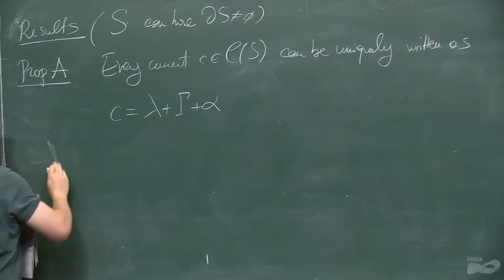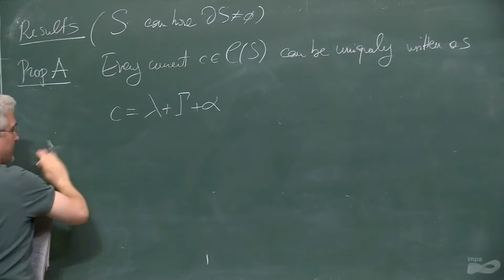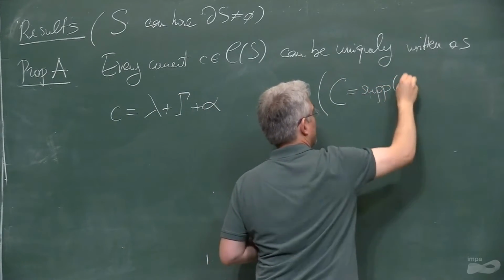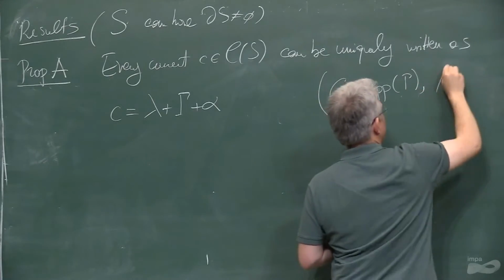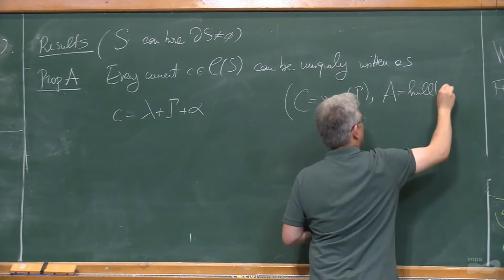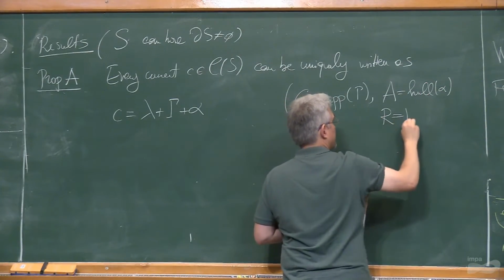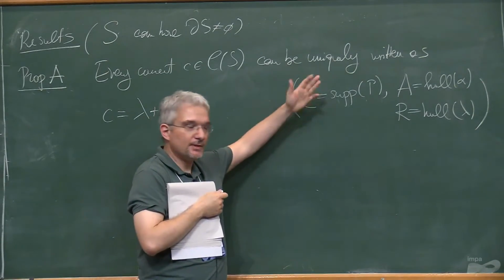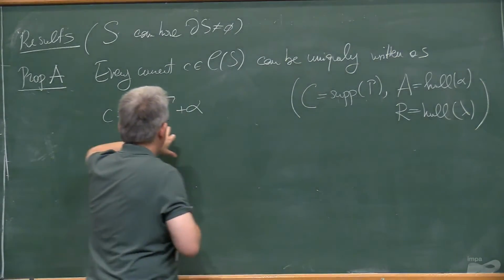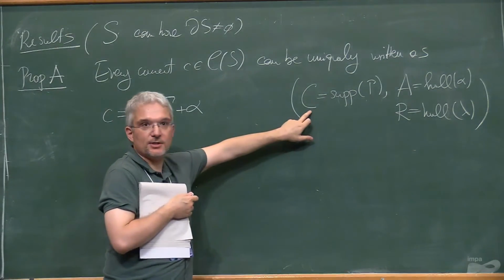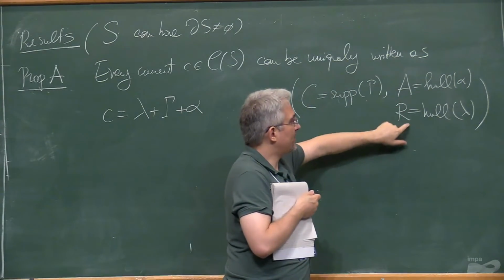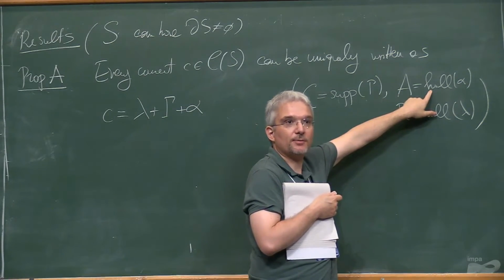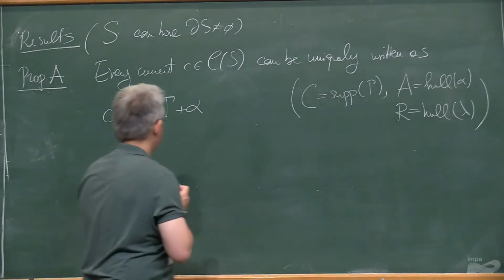lambda, okay, let me call C the support of gamma, A the hull of alpha, and R the hull of lambda. So what is the support? We know what the support is. So this will be a multi-curve. So this support is just a union of curves. These are two other currents. So the hull is just the smallest subsurface up to isotopy that contains the support. So this is well defined.